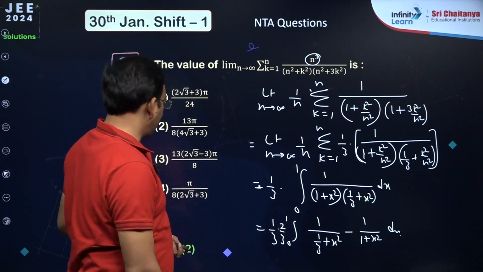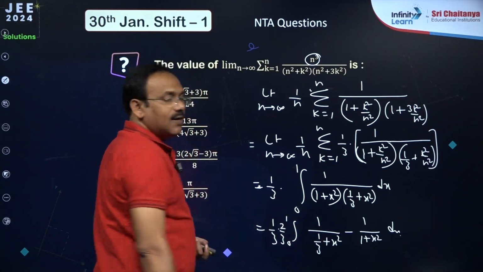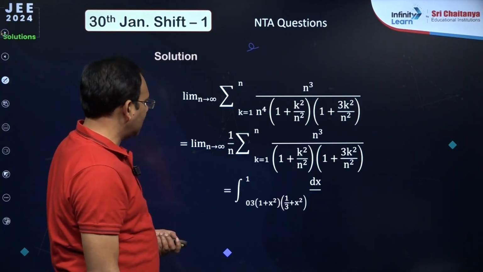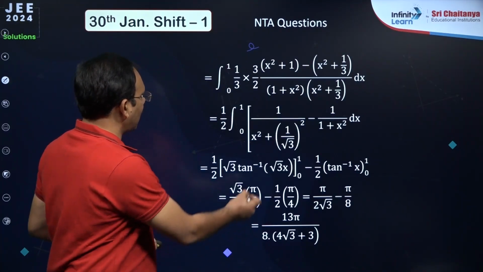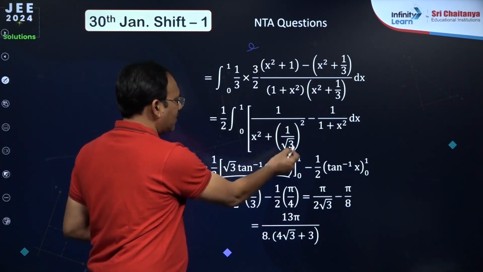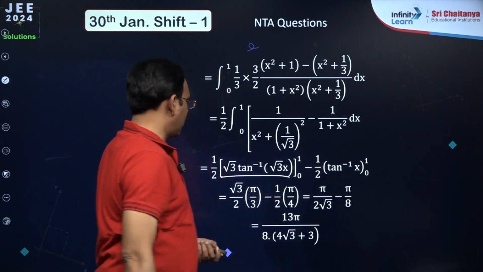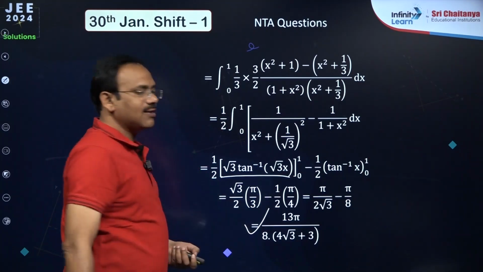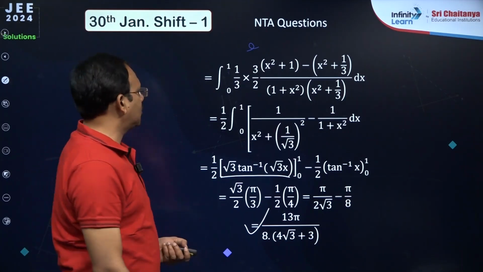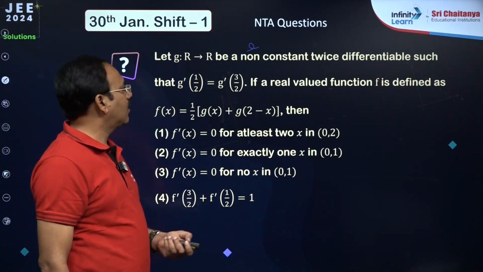This is 2 by 9 into 1 by 1 plus x square, which is tan inverse x. This is 1 by a square plus x square, meaning 1 by a tan inverse x by a. It is given here for calculation purposes, dear students. You see, that's what he has given. So 1 by a tan inverse x by a between the limits 0 to 1, and tan inverse x between the limits 0 to 1. You just simplify, you are going to get the answer like 13 pi by 8 into 4 root 3 plus 3, a simple calculation.